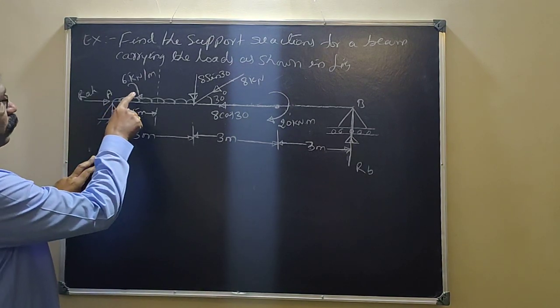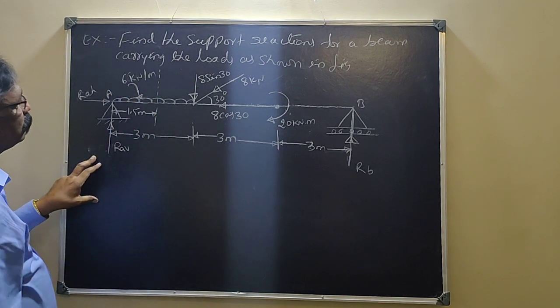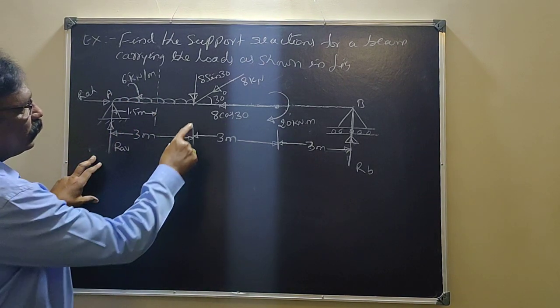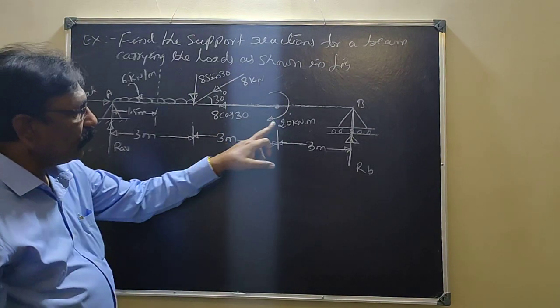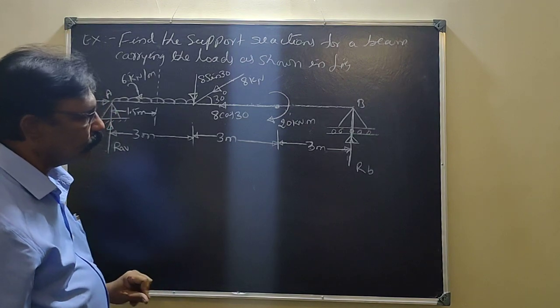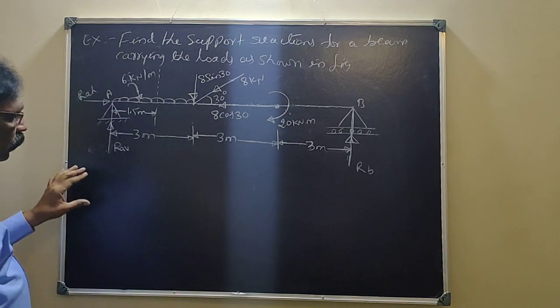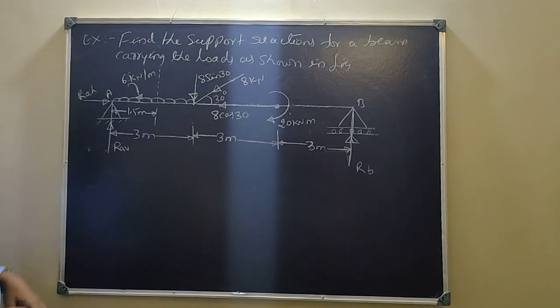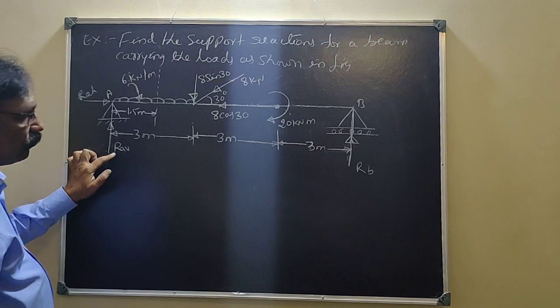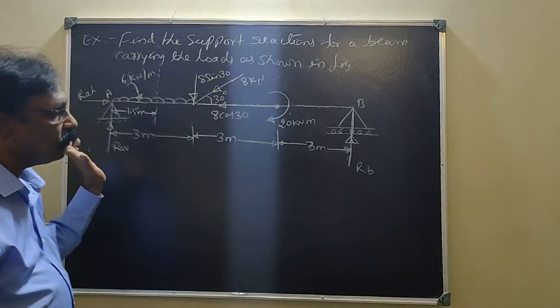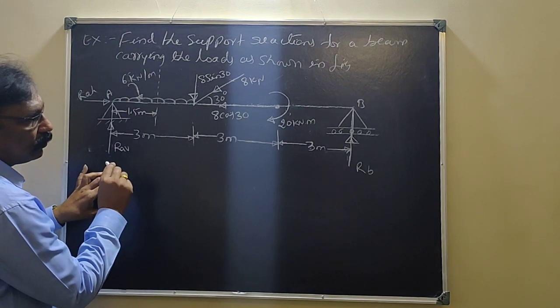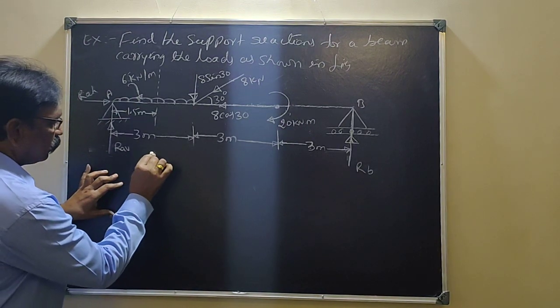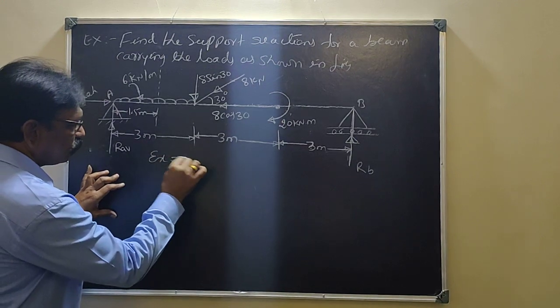Now this carries a uniformly distributed load of 6 kilonewton per meter run, and then an inclined load of 8 kilonewton at 30 degrees and an applied moment of 20 kilonewton meter. So now sigma x is equal to 0, sigma y is equal to 0, sigma M is equal to 0 will exist because RAH, RAV and RB are three unknowns, therefore three equations are needed. So let us start with equating the algebraic sum of forces in the x direction to 0, that is sigma x is equal to 0.